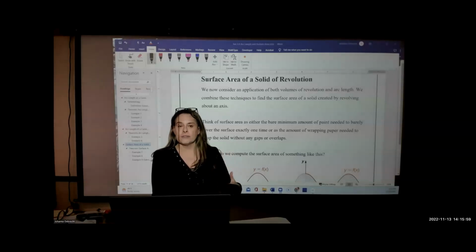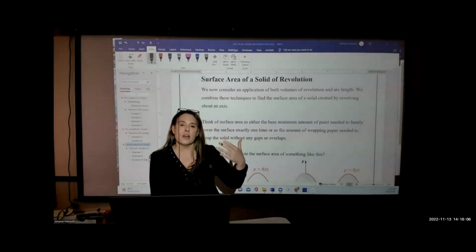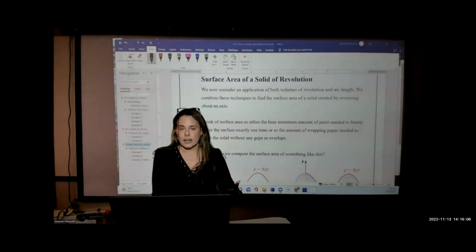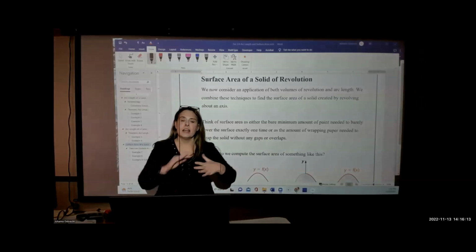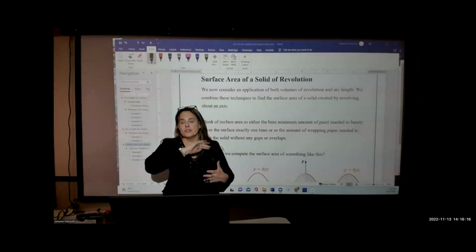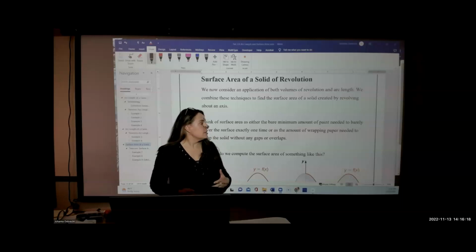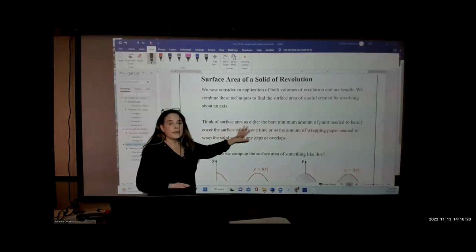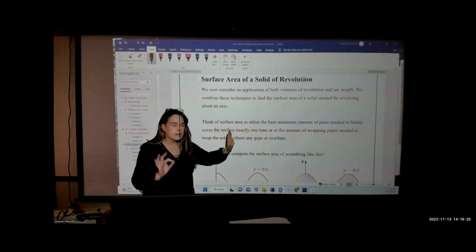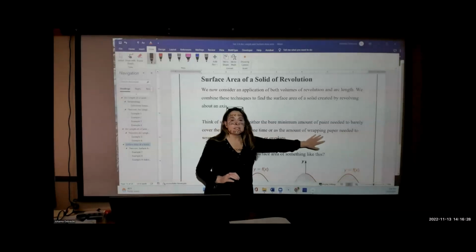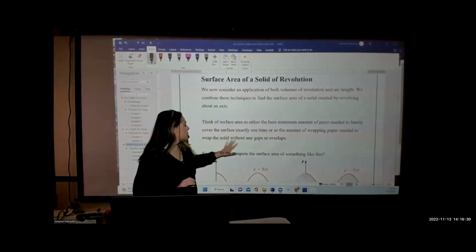has been revolved. So we've done this before, but we were looking at the volume of this solid that got revolved. And now we want to talk about the surface area of that shape that got revolved. So instead of how much can we pack inside of it, how much paint would it take to paint the outside of it? We can think of it as either the bare minimum amount of paint needed to barely cover the surface exactly one time, or as the amount of wrapping paper needed to wrap the solid without any gaps or overlaps.